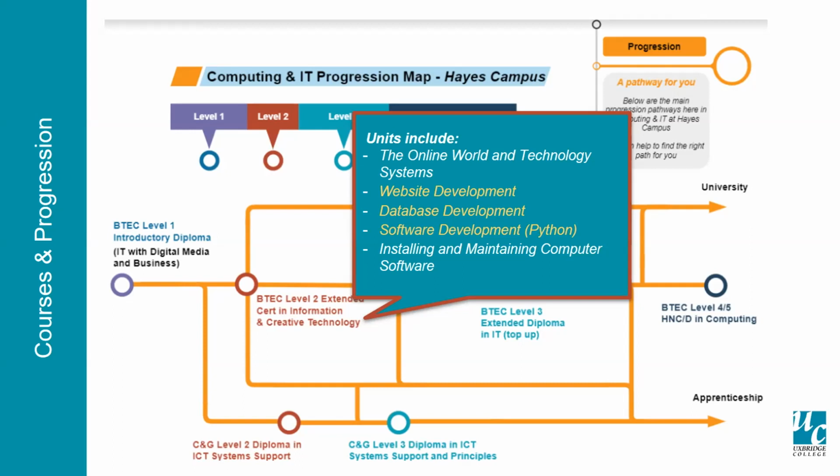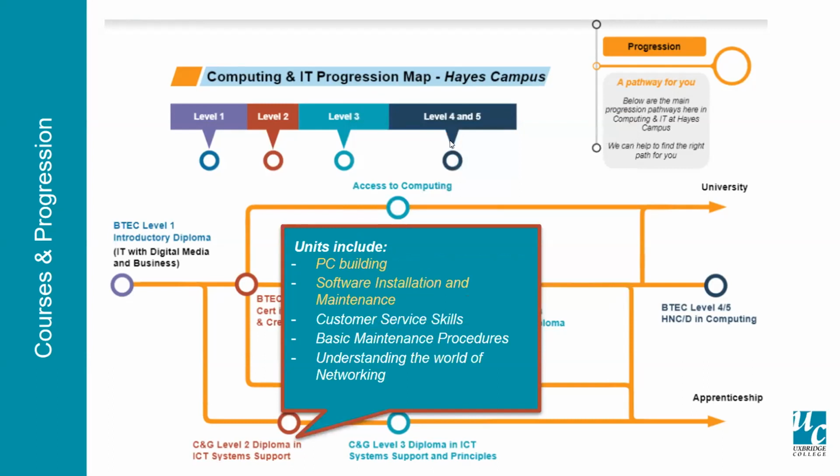We also have alternative routes at level 2. So if you're thinking you're not really sure if you want to progress onto university, if you're thinking maybe the apprenticeship route is something you want to head towards, or you want to do some study, learn practical skills that could be directly applicable into the workplace, then we have C&G level 2, which will be the appropriate course for you.